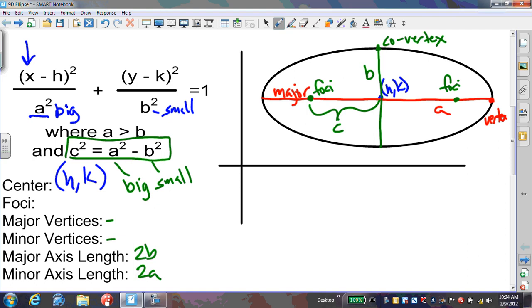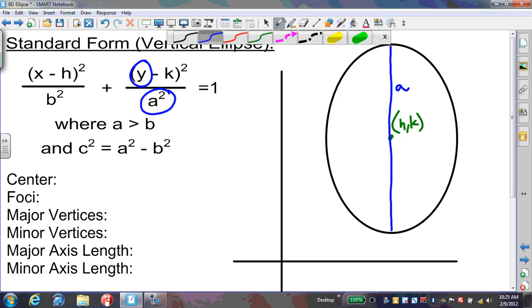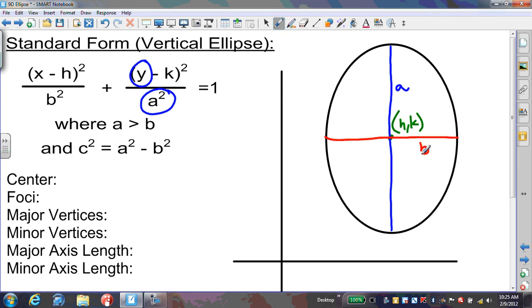So let's see the same thing here in a vertical orientation. Here we have a center of h comma k, and then we have ourselves a major axis. How do I know that? Because the a squared, the larger term, is under the y. There's my a value. If I'm looking at the minor axis, the distance from the center to the outside is b. So that's your minor. And the c is always on the major, the bigger one. So I'm going to put my two foci in, and the distance from here to here is c.